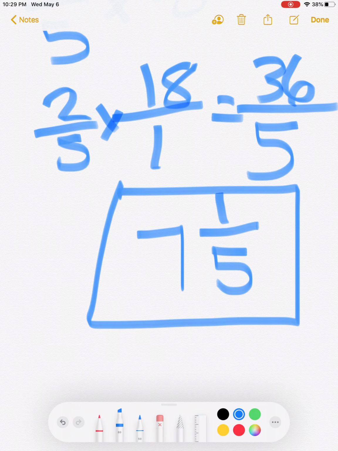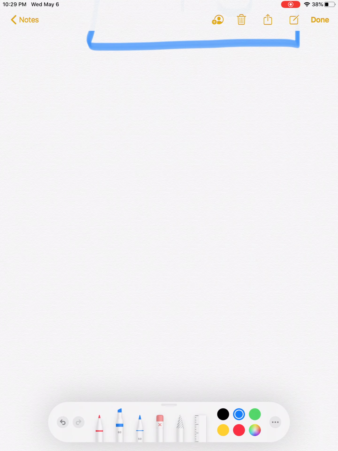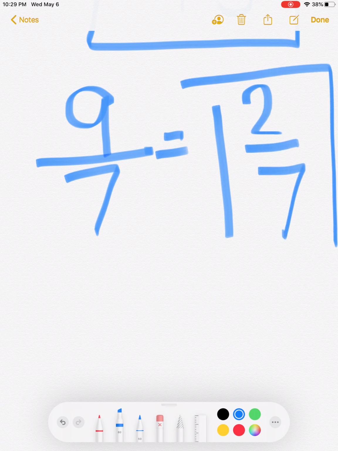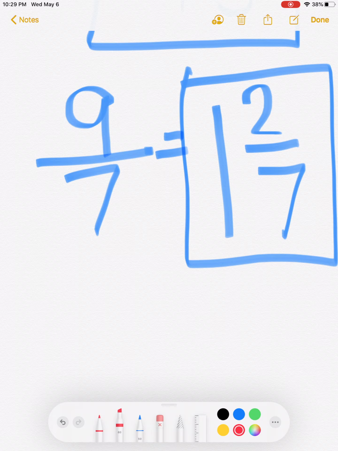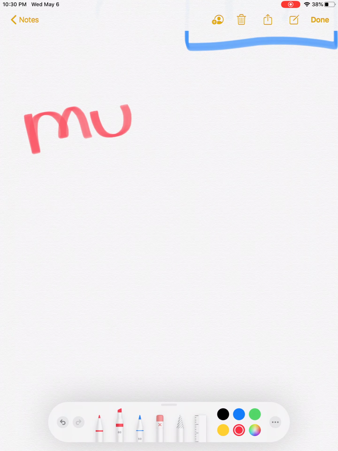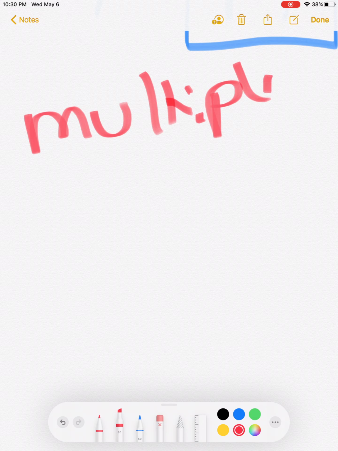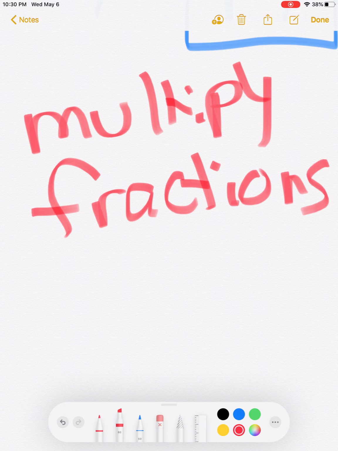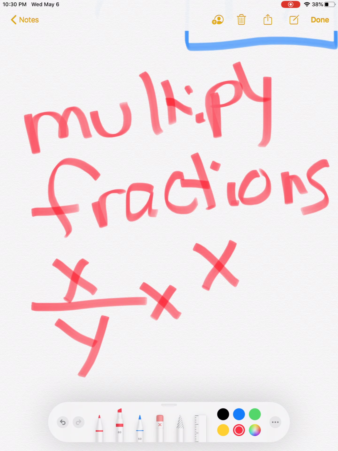This really relies upon the fact that when you have an improper fraction, like 9 over 7, the numerator is bigger than the denominator, you need to fix it. 1 2/7. Okay, something like that. So you are now learning to multiply fractions. When you multiply fractions, you take the numerator, in this case it would be x times x, y times y, and then fix it.